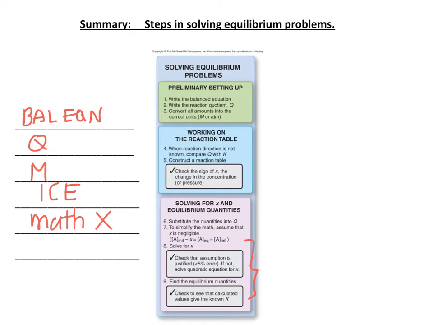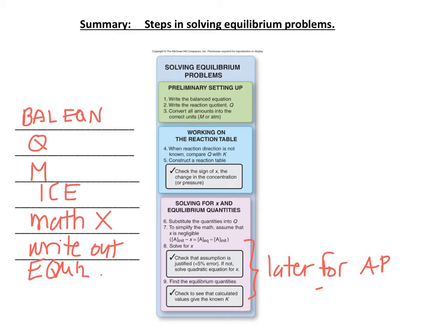We're not going to worry about it for advanced chem. This is something you do later for AP or college chem. Actually, college will use a quadratic equation. So this is later. You found your X, and then you write out your equilibrium values.